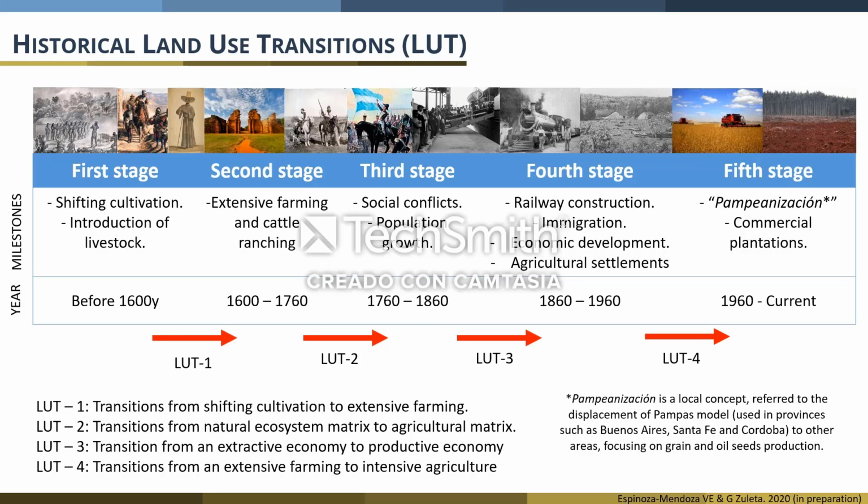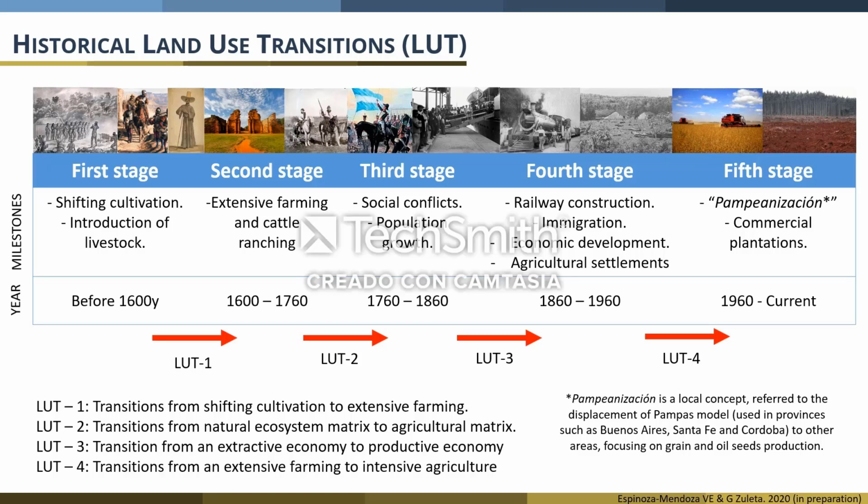Here I want to show some examples about the major land cover change, where native grasslands are converted to uses such as agricultural areas. So, this happens in LUT 2, but the same agricultural areas that have more than 200 years are converted currently into commercial plantations. So we are talking about a second transition.